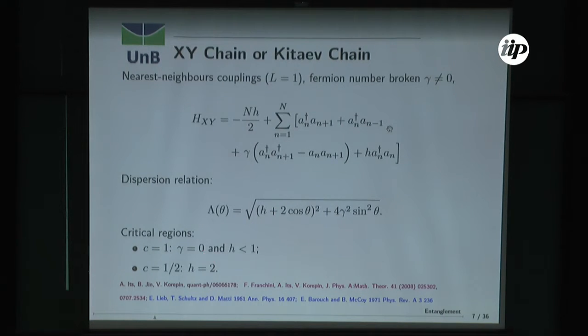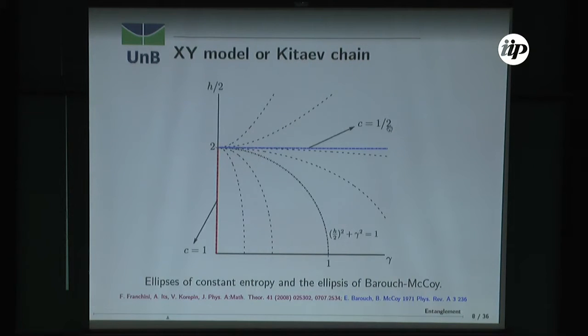Now, there are critical regions. In this critical region the spectrum is gapless, and then we can have a CFT description, which happens when gamma is equal to 0 and h is less than 1. And when h is equal to 2, actually this should be 2, sorry, c equals half, which is a free fermion. Actually, I can draw the diagram here for you. So this blue line corresponds to some free fermion, and this to some free bosons. But then I have all these non-critical regions, and there is this curve that is known as the Barouch-McCoy line, and this dashed line is associated to some entropies that will come in the next page.